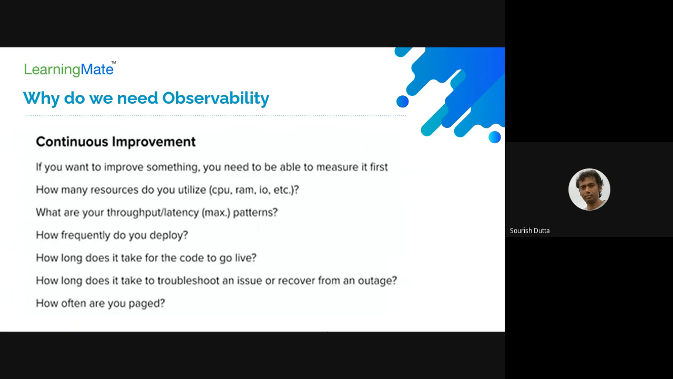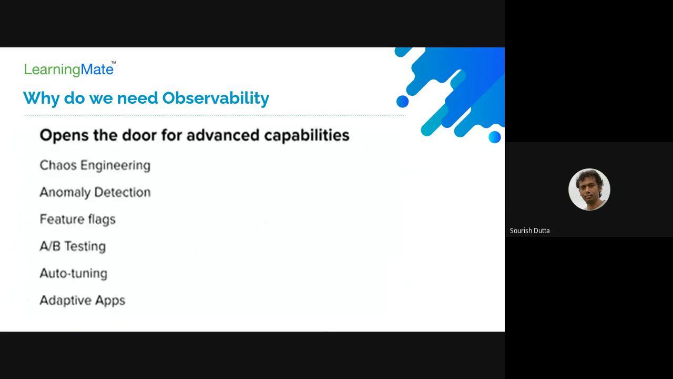And nobody wanted to do much of this production support. What does observability open up? If you start observing, it opens up the opportunity for advanced capabilities like chaos engineering. That means that on your own system, in a controlled environment, you can simulate outages and see whether your system is able to sustain them or not. That is part of chaos engineering.